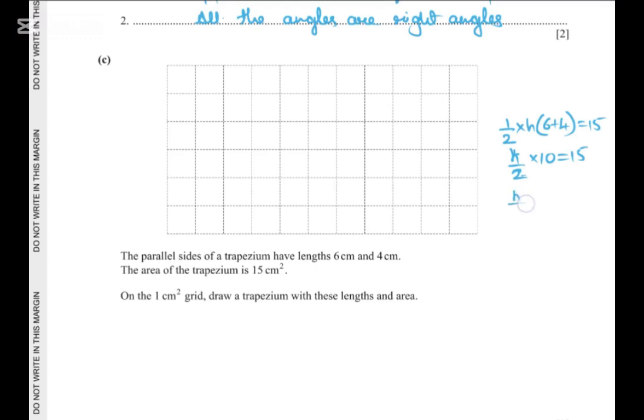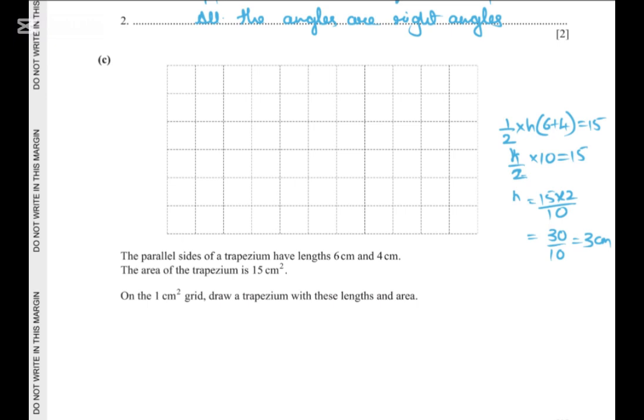So h by 2 is equal to 15 into 2 by 10. Sorry, not h by 2, only h is equal to. If I take this 2 to the right hand side, it gets multiplied, and 10 to the right hand side, it gets divided. So it is 30 by 10, which is 3. So the height of the trapezium is 3 centimeters.